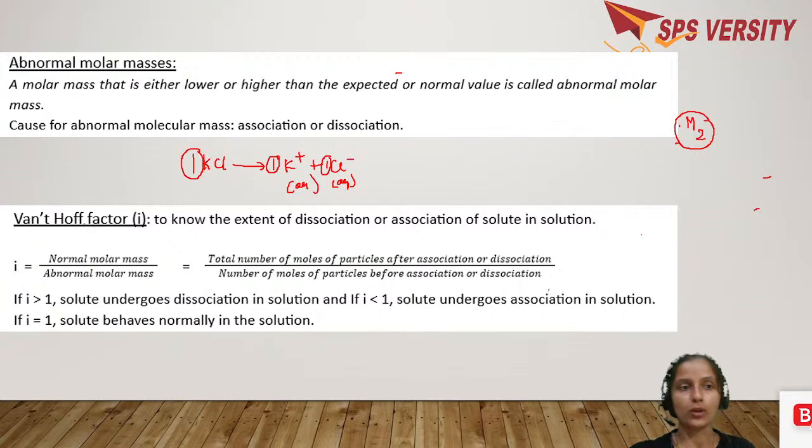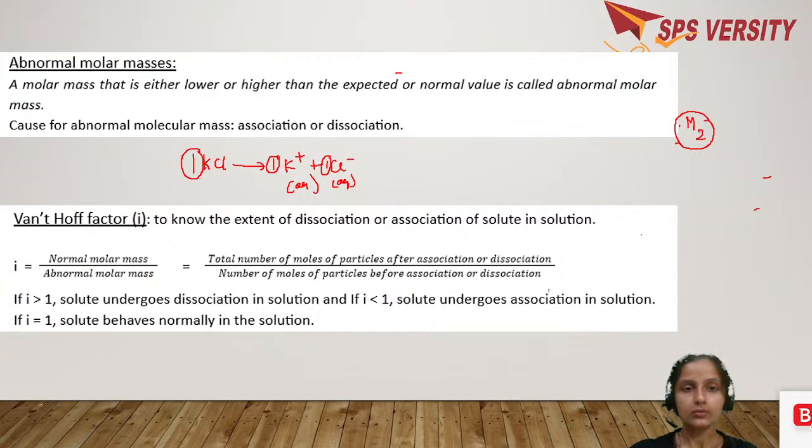And we have the formula for the Van't Hoff factor. i is equal to normal molar mass divided by the abnormal molar mass. What is normal molar mass? This is the theoretical one. Abnormal molar mass is the practical one. Or you can also define the Van't Hoff factor as the number of moles of particles after association or dissociation in the solution divided by the number of moles of particles before association or dissociation. This is how you find out the i value.